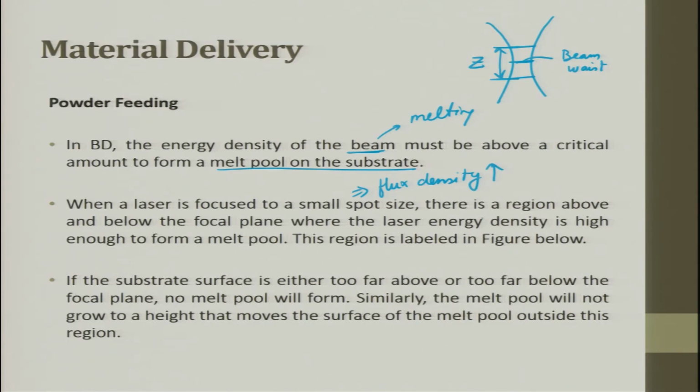Okay. So here is the region above and below the focal plane where the laser energy is high enough to melt, the melt pool. If the substrate surface is either too far above or too far below the focal plane, no melting will happen. So if it is above this or below this, no melting will happen. Similarly, the melt pool will not grow to a height that moves the surface of the melting pool outside the region.